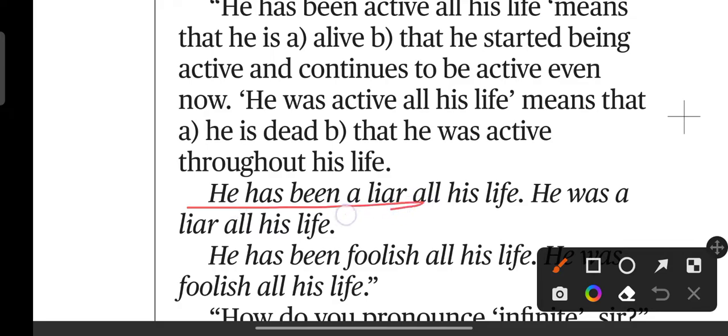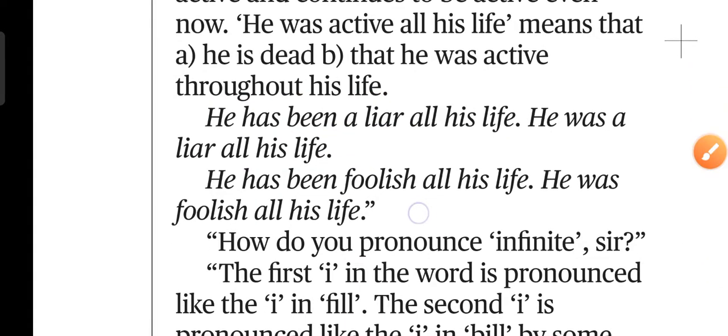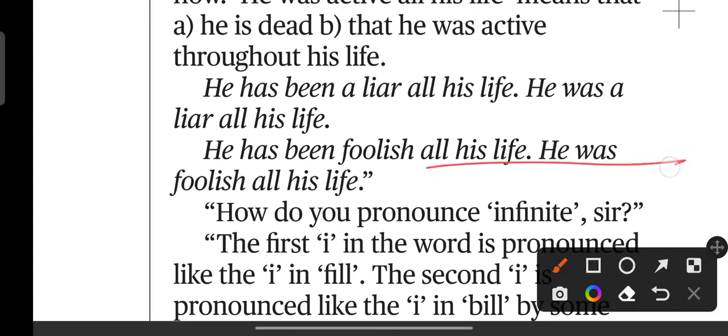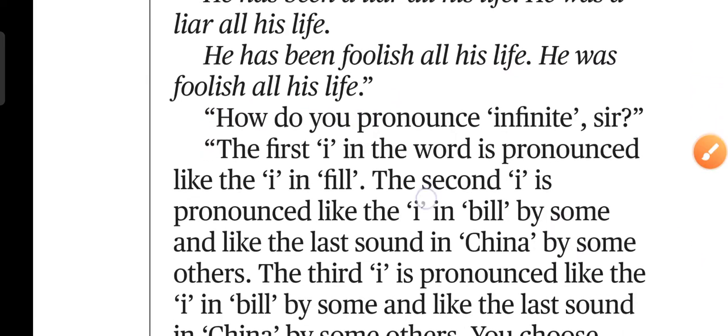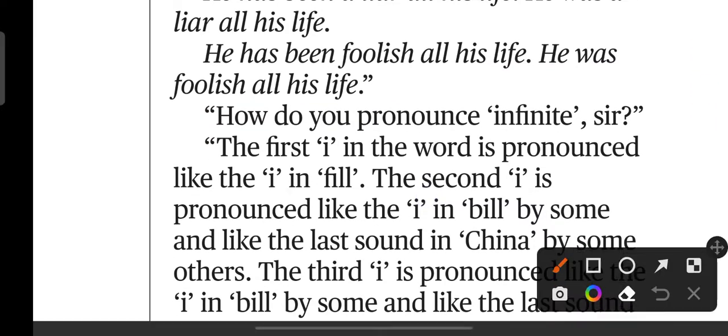"He has been a liar all his life." For example, there is your friend and you are saying to someone that your friend has been a liar all his life. Or "he was a liar all his life." Or "he has been foolish all his life", "he was foolish all his life". So this is the difference between "has been" and "was". So you can use it like this. This is the difference between the passive of present perfect tense and present perfect continuous tense.